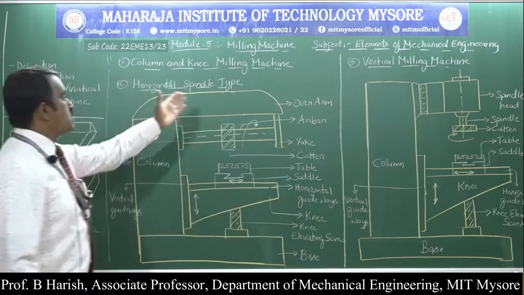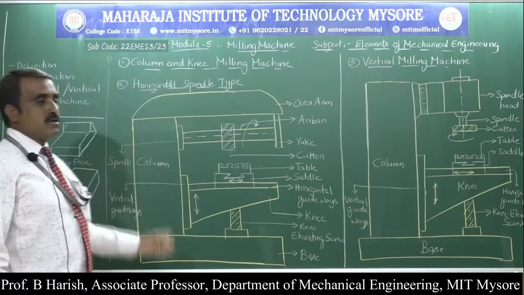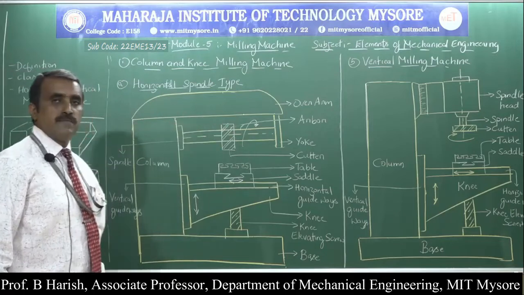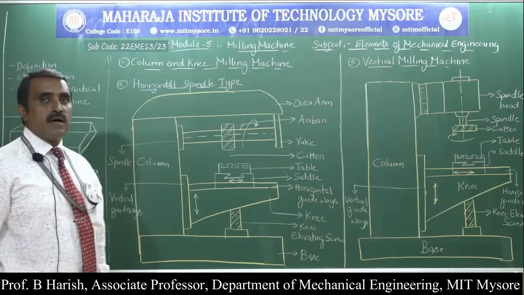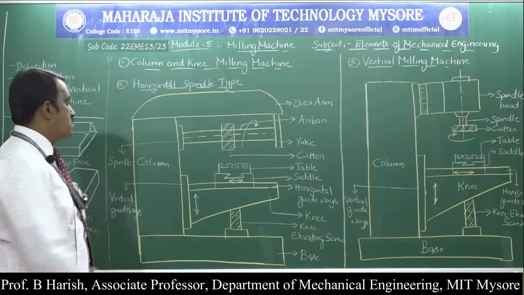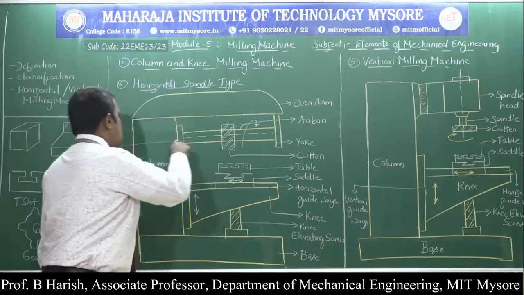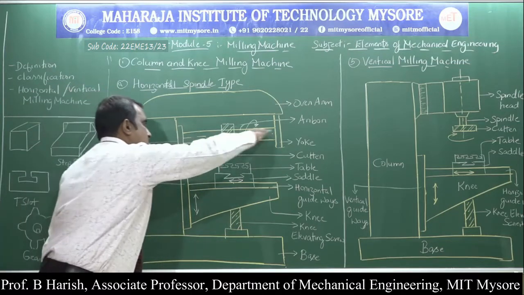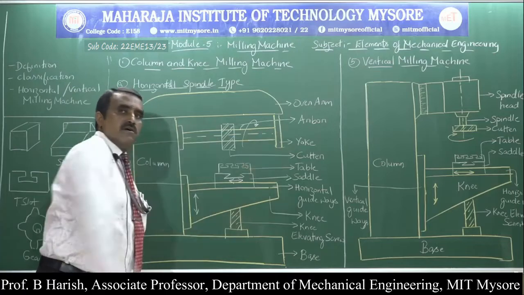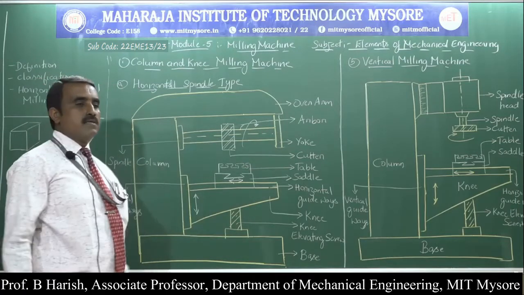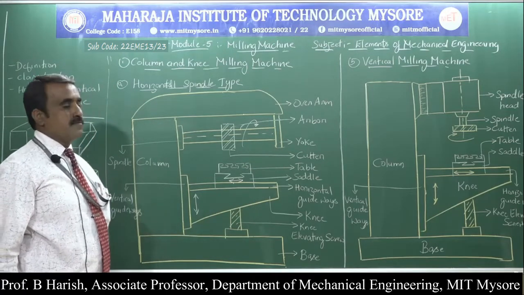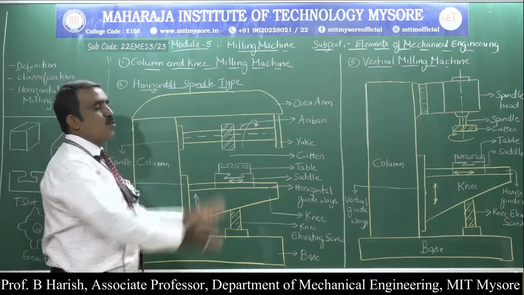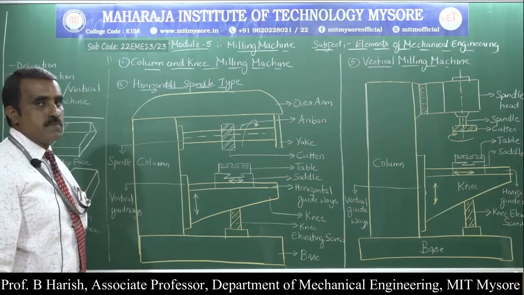This is a sketch of a horizontal spindle machine. The name is given as horizontal spindle because this is the spindle, you can observe, and the spindle axis is horizontal. Hence the name horizontal spindle machine. Now, looking at the overall parts of this horizontal spindle machine.